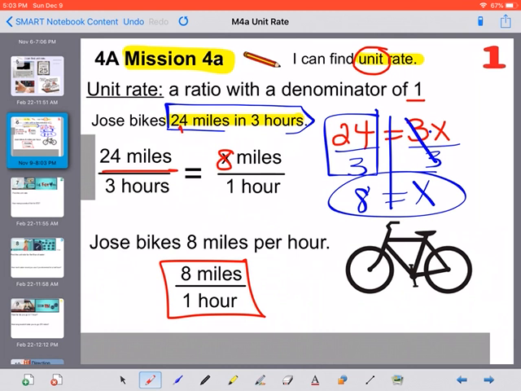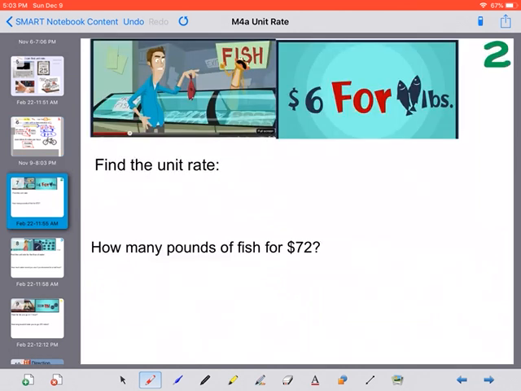Also, to get from this proportion to this proportion, we could just divide by 3. 3 divided by 3 is 1. 24 divided by 3 is 8. So we can bike 8 miles in 1 hour.